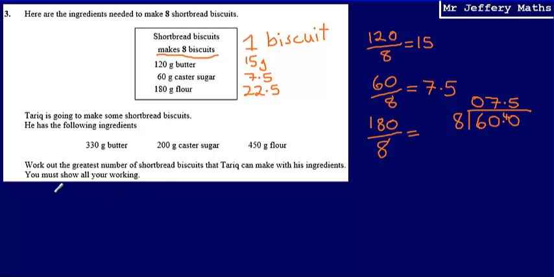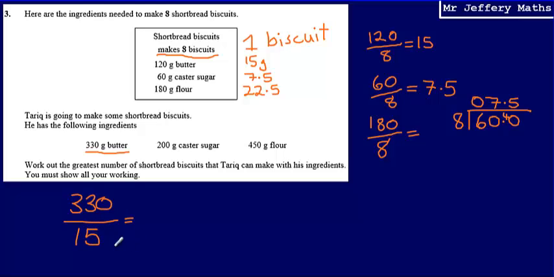All that's left for us to do is to take each of our amounts needed for 1 biscuit and divide. So we've got 330 grams of butter. We know we need 15 grams for 1 biscuit. So how many lots of 15 grams could I use up with 330 grams of butter? So 330 divided by 15.